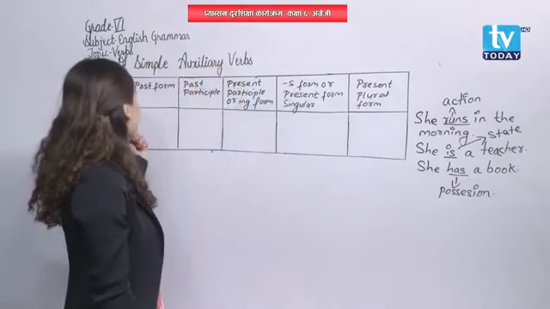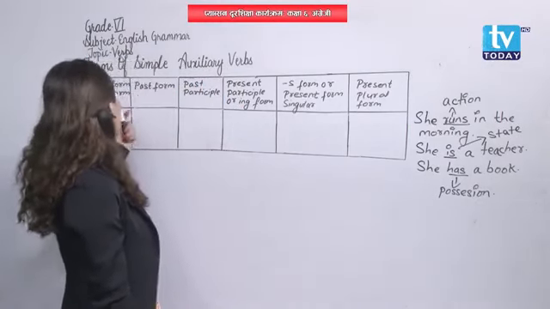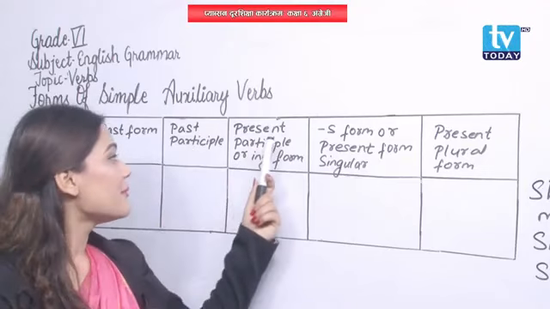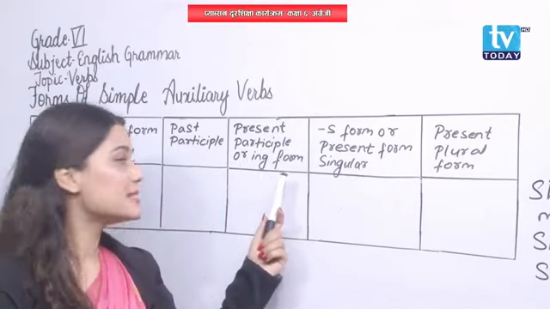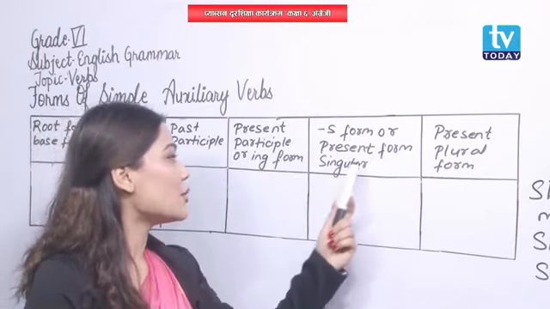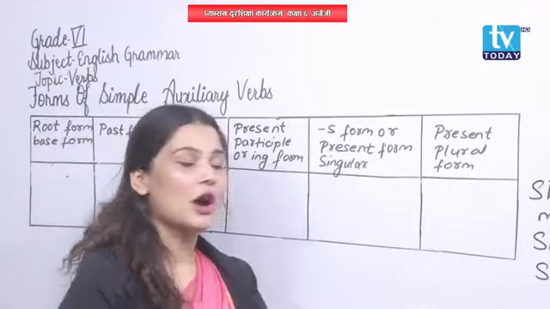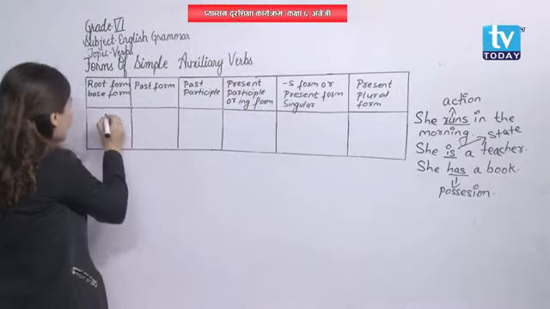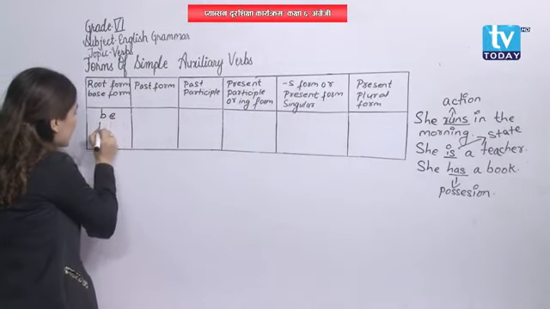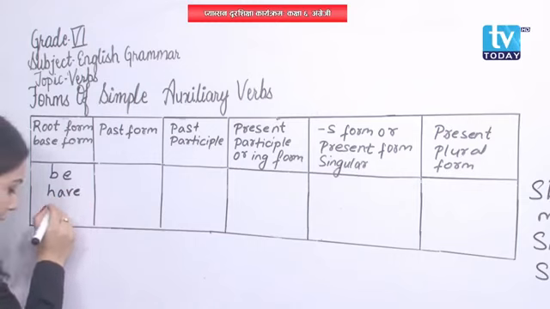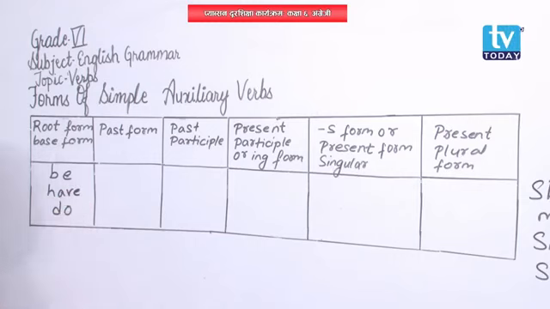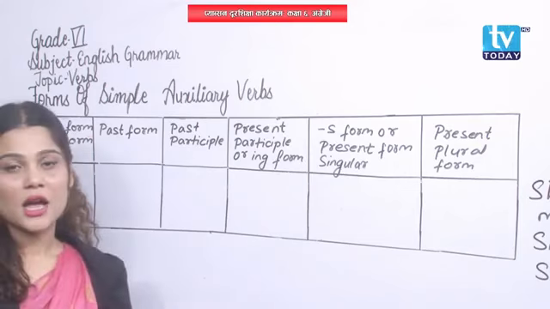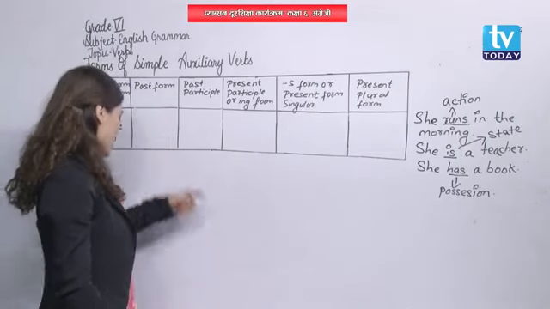You can look over here, I have written something: root form, base form, past form, past participle form, present participle or ing form, s form or present form singular and present plural form. So you can look here, root form or base form. Here B-E, H-A-V-E, have, and D-O, do. These are the words used in root form and base form. Understood?